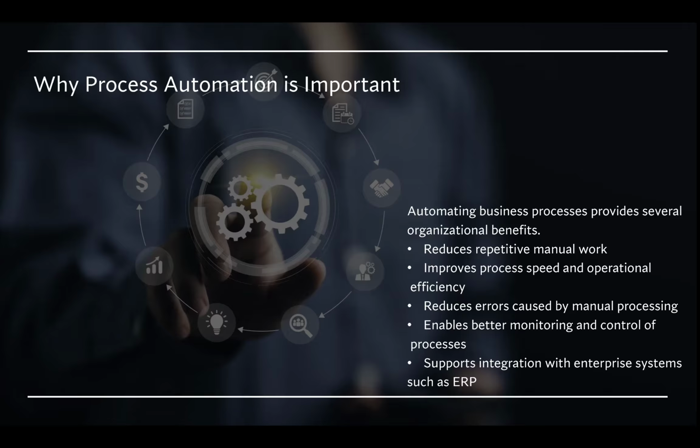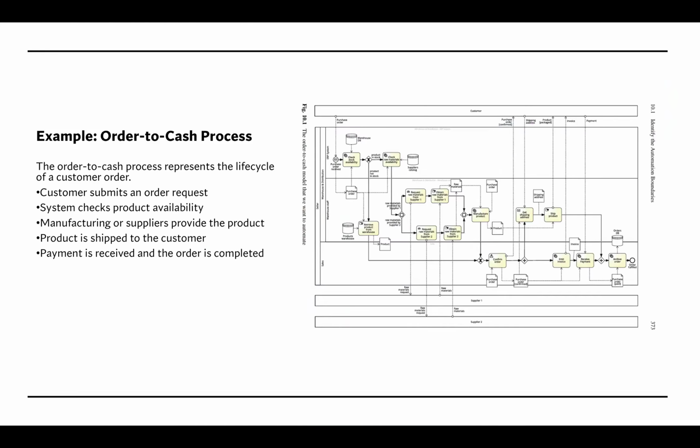Third, it reduces human errors that often happen during manual processing. Automation also allows organizations to monitor and control processes more effectively because systems can track activities. Finally, automated processes can integrate with enterprise systems such as ERP systems, which helps organizations manage their operations more smoothly.